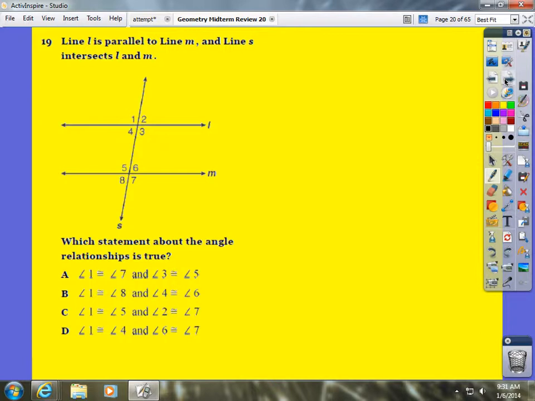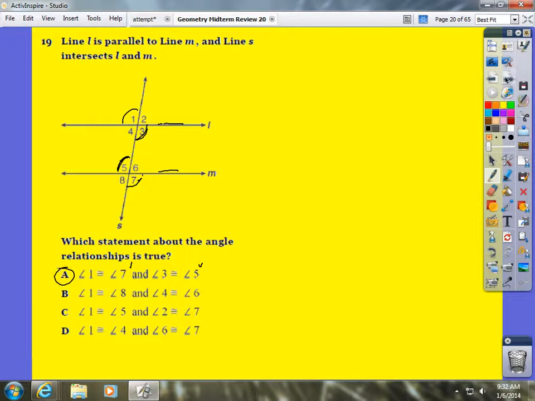These two lines are parallel. Which statement is true? Let's look at A. Angle 1 and angle 7. If I know that these two lines are parallel, then angle 1 and angle 7 are alternate exterior. So that part is true. And angle 3 and angle 5. If those two lines are parallel, then these two are alternate interior, which makes them equal. So statement A works because both parts of the statement work.